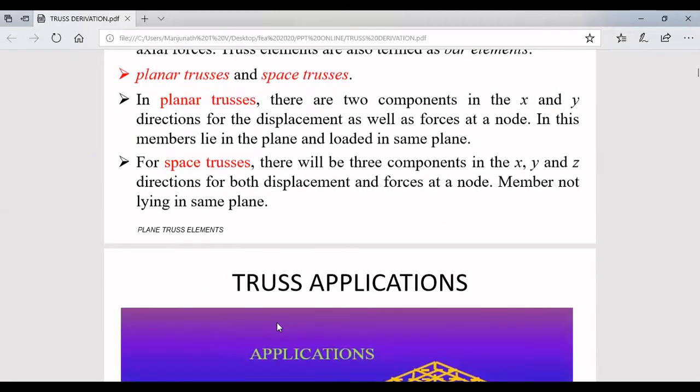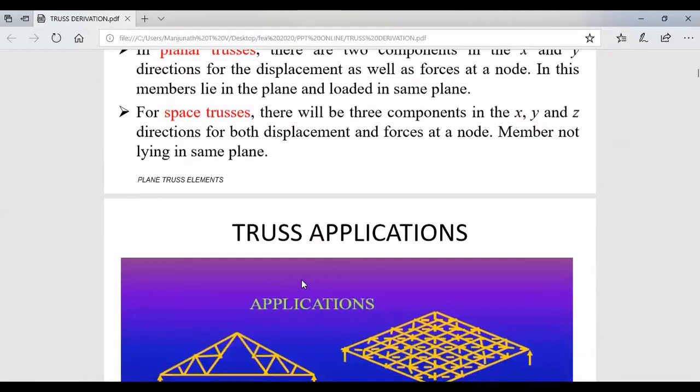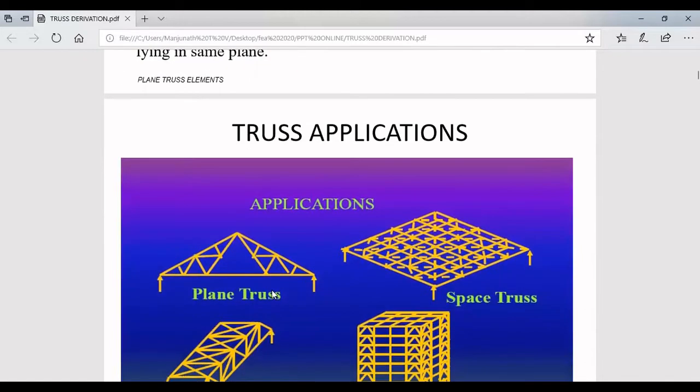Now let us consider a few examples of truss applications. There are many applications of trusses in structural engineering. Now take examples of the plane truss and space truss. In plane truss problems, the structure will be like this, consisting of a number of nodes, and at each node there will be 2 degrees of freedom that we can analyze, in the x direction and y direction.